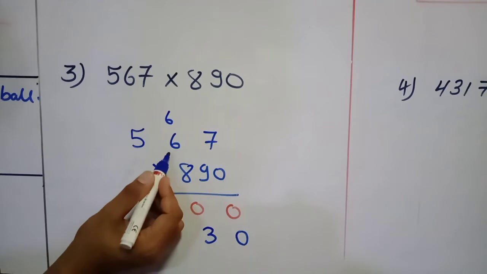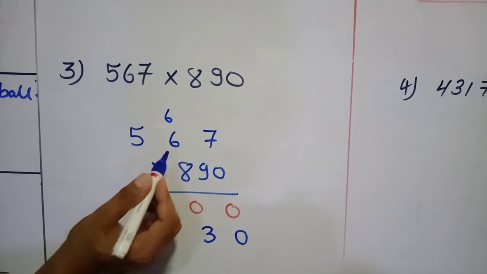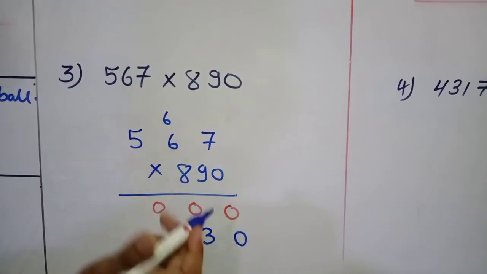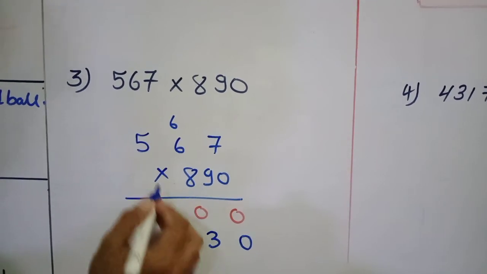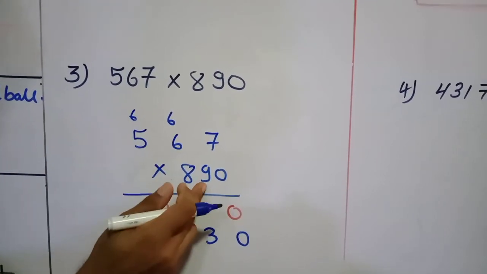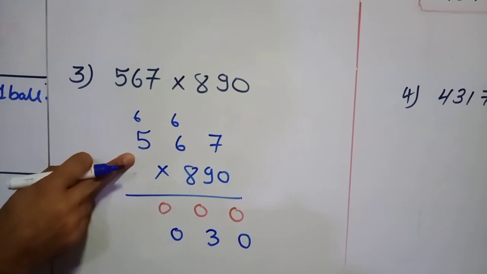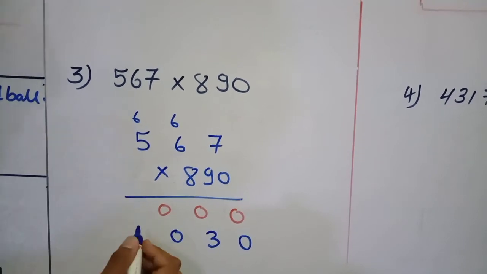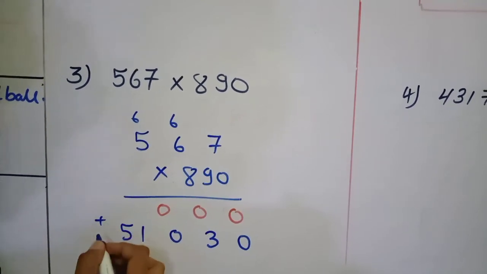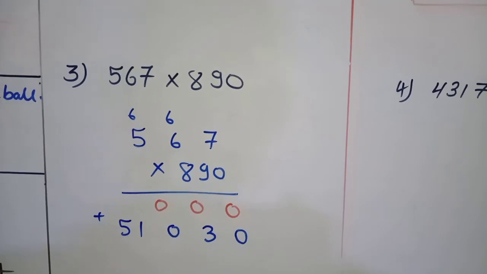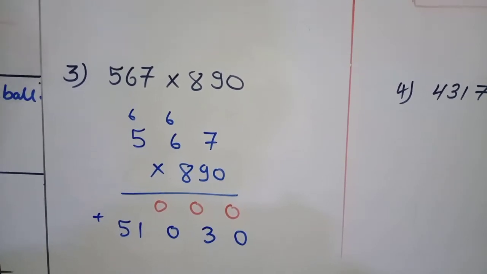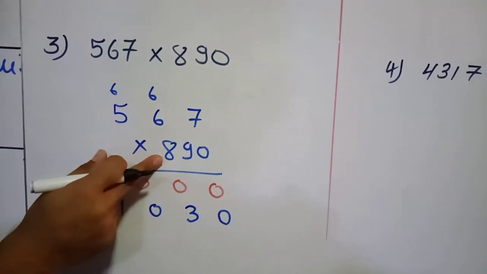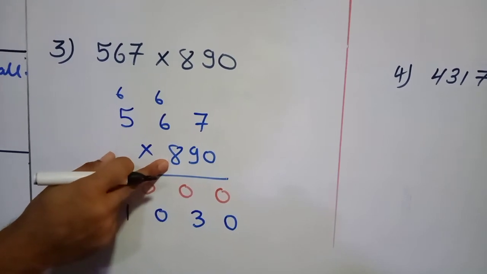9 6s are 54. 54 plus 6, 60. 0 again, 6 carry. 9 5s are 45 plus 6, 51. Put the sign of plus in the next line. Again here we are going to multiply by the digit that is at the 100 place.